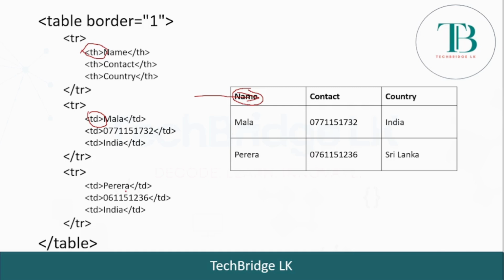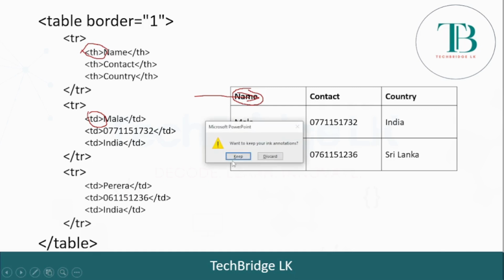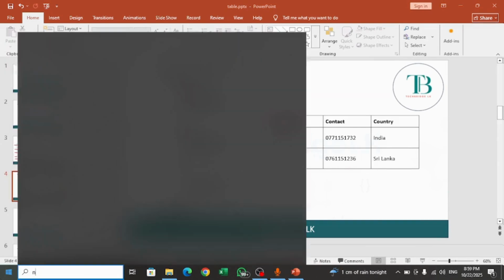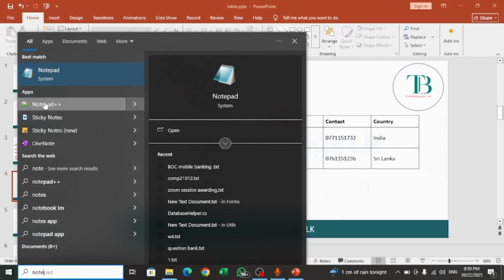The border 1 means if you want to insert a border, then you can insert the border like this. So let me discuss how we can practically do this by using Notepad++. For that, initially I'm going to go to start and open Notepad++.